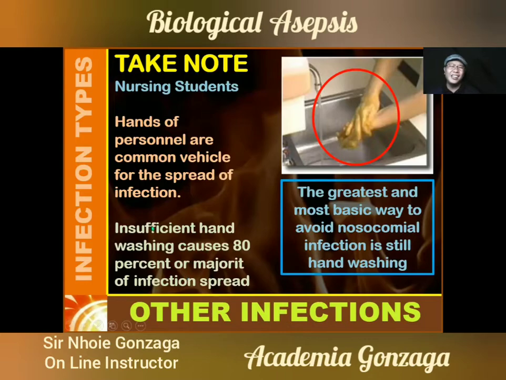Imagine that. If you will just wash your hands, you will have only 20% chances of getting infected by microorganisms. The greatest and most basic way to avoid nosocomial infection, or infection that happens in the hospital, is hand washing. It's the same with all of us. If we leave the house and go back to the house, and before touching anything else, especially food, we wash our hands, 80% of the time, we will not have infection.